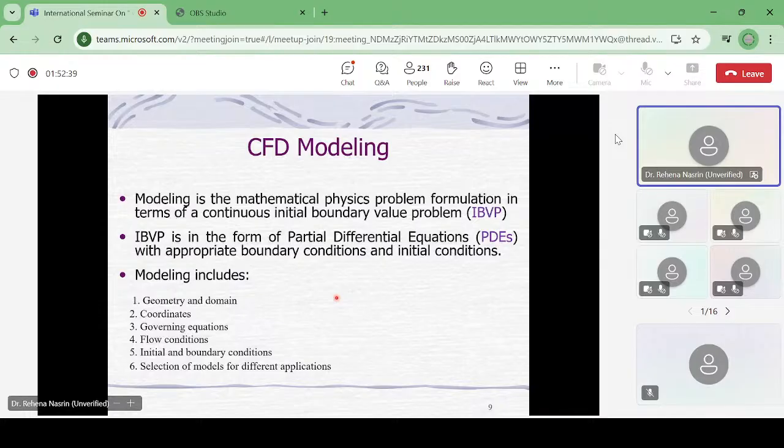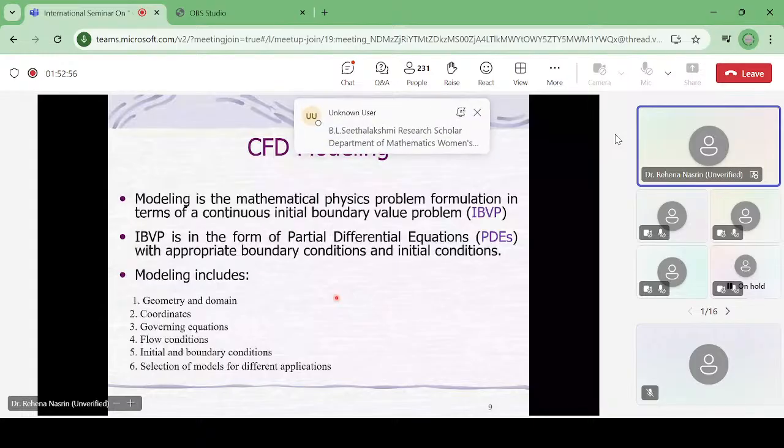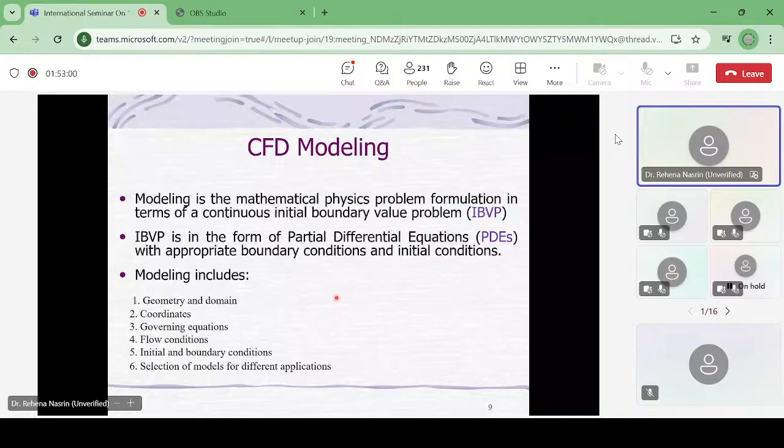This is an initial and boundary value problem actually, and for initial and boundary value problems we can use partial differential equations. These are non-linear. Actually, in our environment, maximum events are nonlinear, and it depends on many more factors. And that's why our partial differential equations are considered nonlinear.